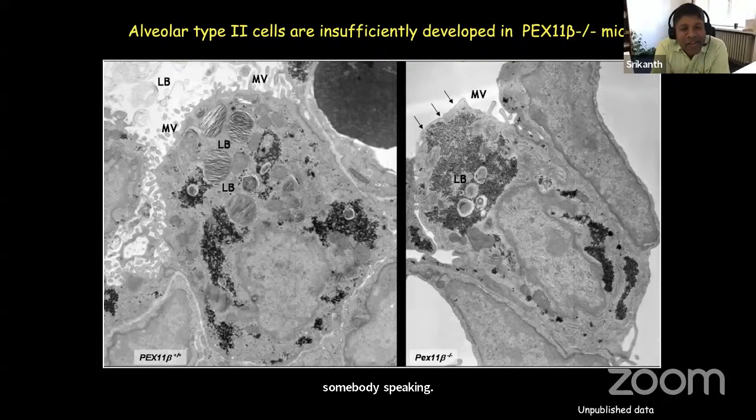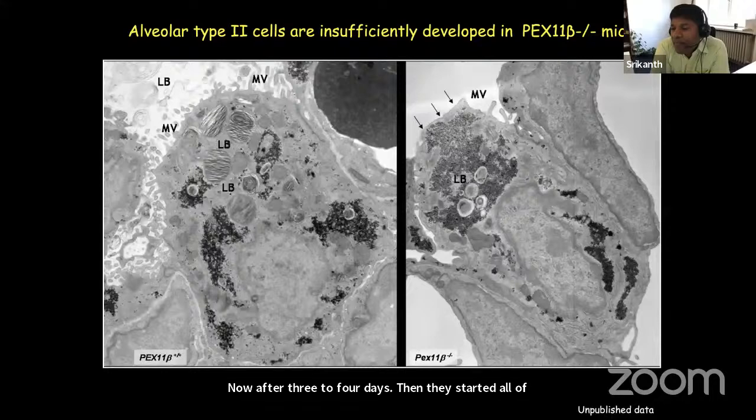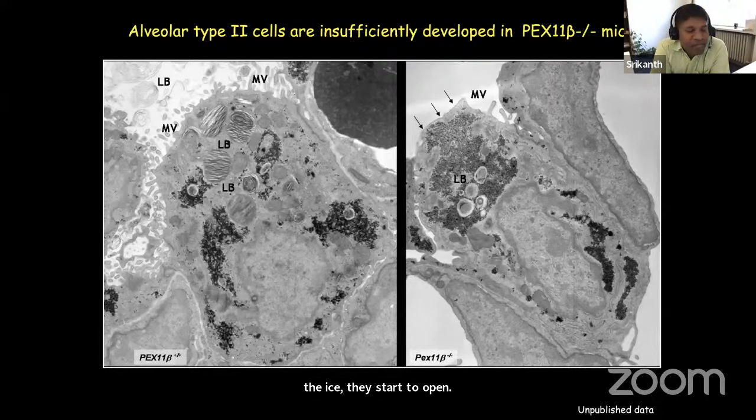The hint is that these are newborn animals. As you know, mice, as soon as they come into the world, don't have their eyes open. They need to suck food from the mother. Up to 3 to 4 days, then they start to develop the eyes and they start to open.